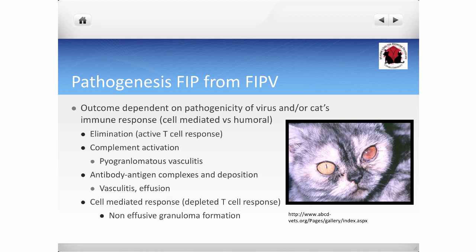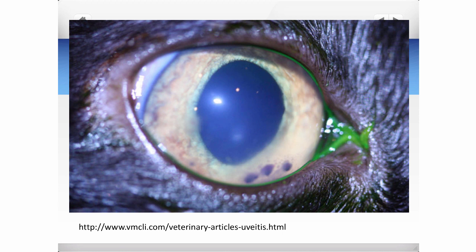And then if you have a cell-mediated response and your T cell response becomes depleted, you get granulomas without effusion. And so how the cat is responding on this spectrum of response is thought, and this is somewhat of a theory, but is thought to then impact where they fall on that spectrum of clinical signs. And so again, the eyes have it for me. Clinical history, signalment, and the eyes.